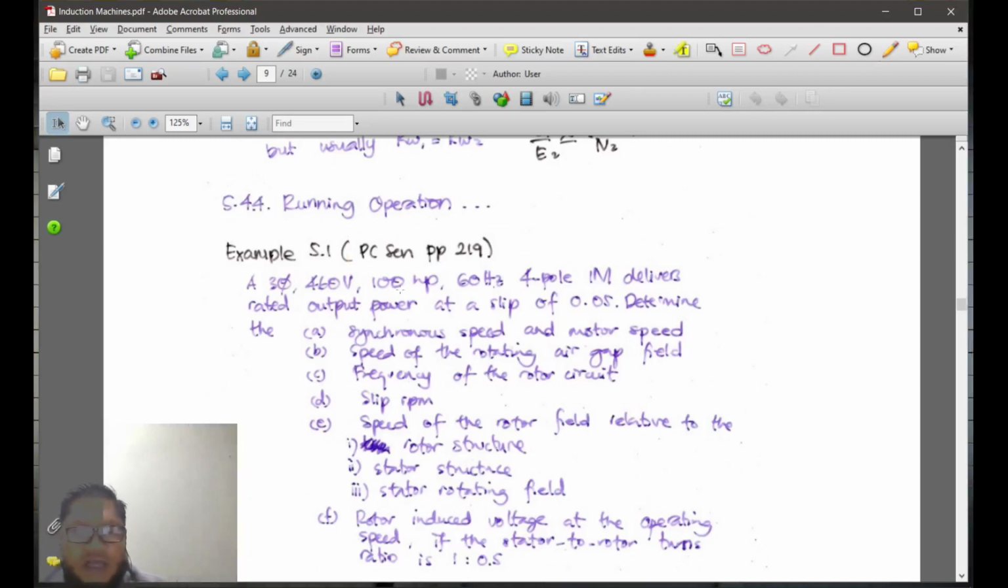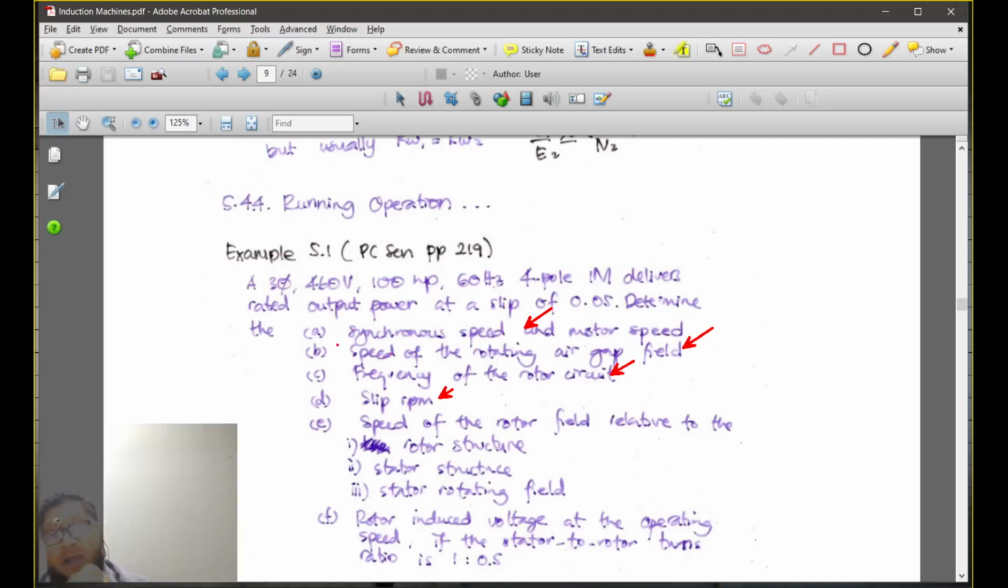I'm going to share this example. There's a question and an answer solution for that. The question is testing your understanding of the circuit operation. Determine the synchronous speed, speed of the rotating air gap field, frequency of the rotor circuit, slip RPM, speed of the rotor field relative to the rotor structure, and relative to the stator structure, as well as the stator rotating field.